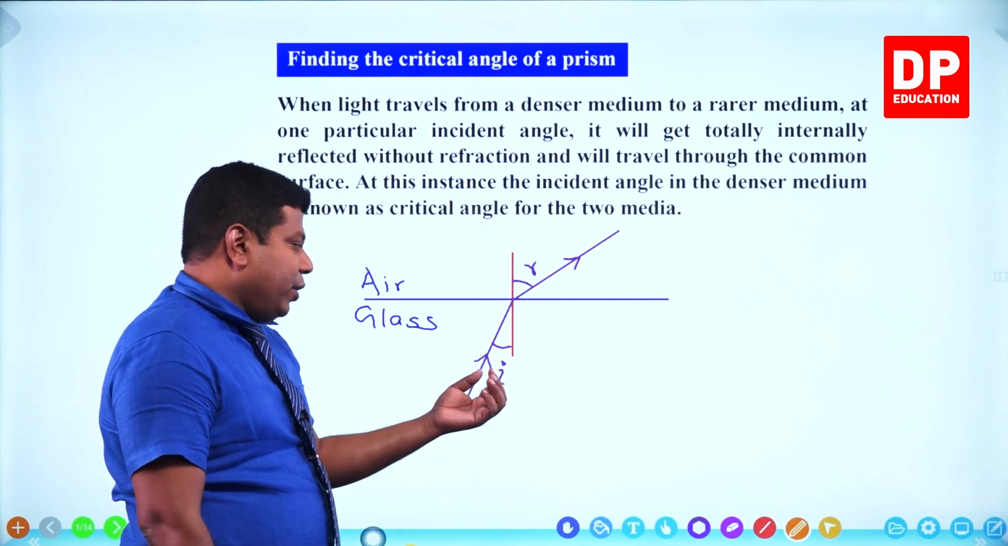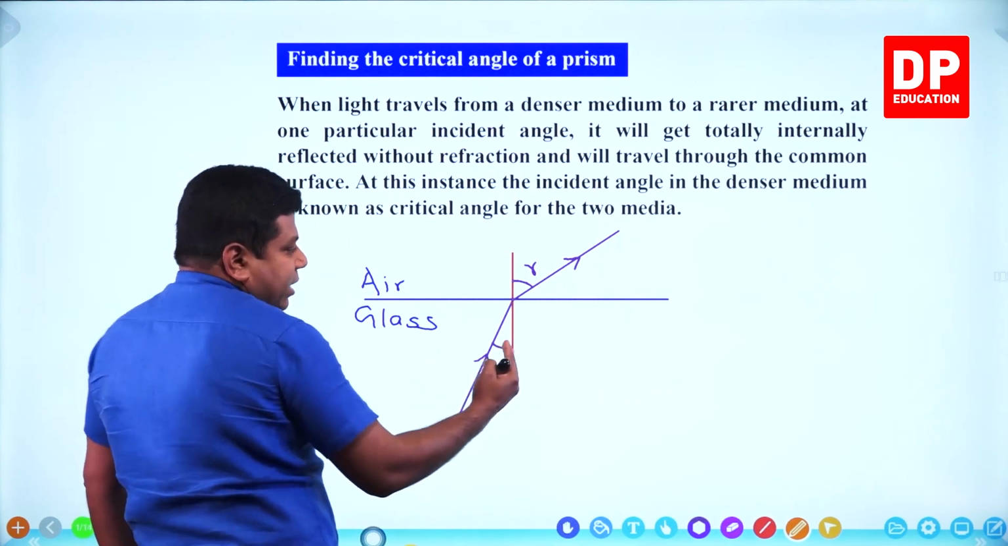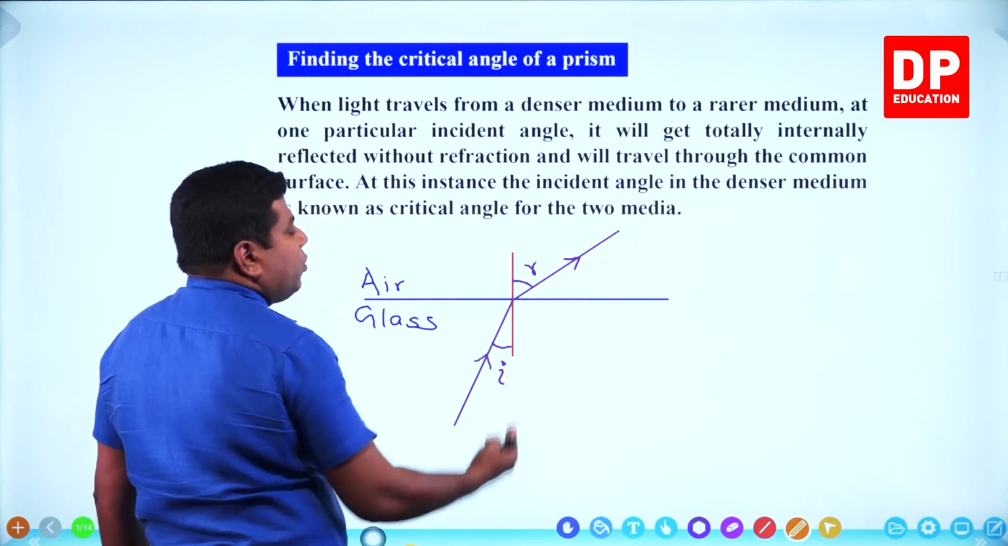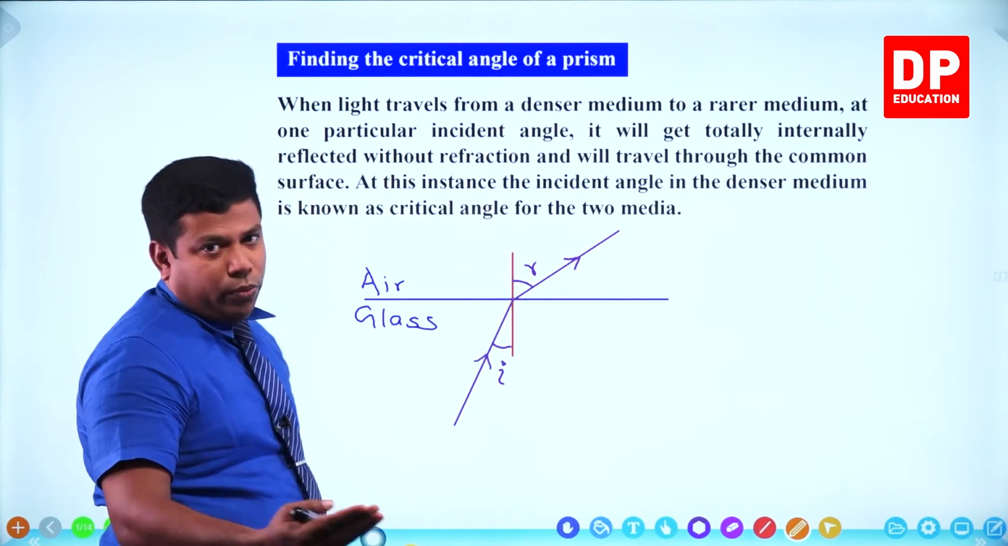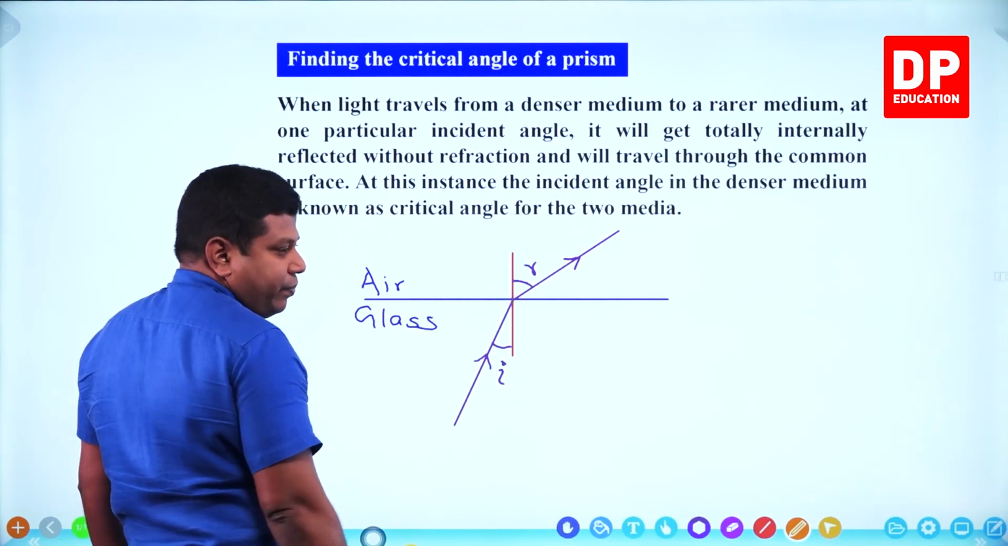Now, what will happen when you increase this I? Imagine if I is 0, what happens? Without any deviation, it goes straight. I is 0, R is also 0. Then little by little you increase I, R will increase.